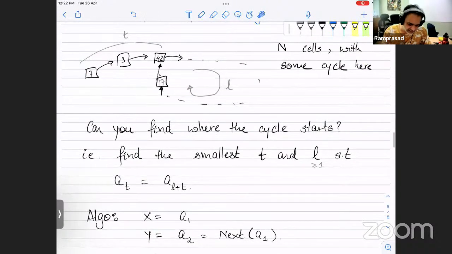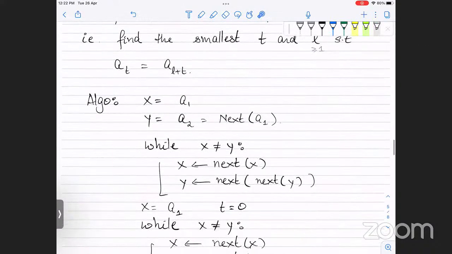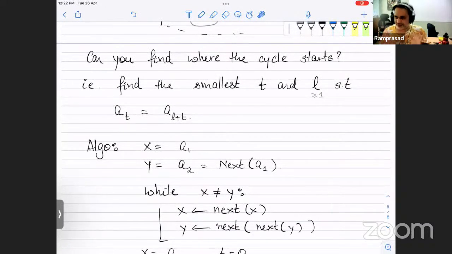Initially the tortoise is in position 1, hare in position 2. Then tortoise will be in position 2, hare in position 4. Then tortoise in position 3, hare in position 6, etc. You keep doing this, and at some point this hare is going to lap around the loop and end up meeting the tortoise. So this is the algorithm: hare moves 2 steps, tortoise moves 1 step, and you keep doing this until X equals Y. Suddenly they realize they're both in the same space.